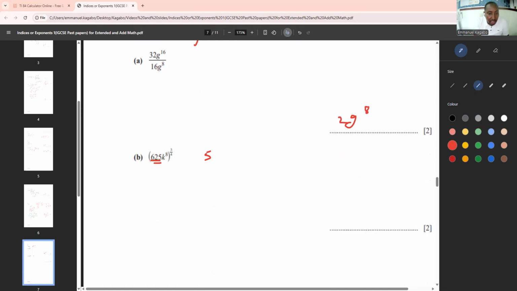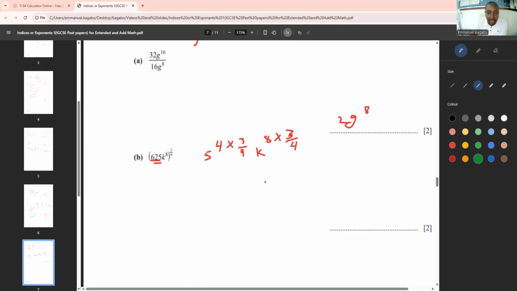Can I confirm with the calculator? 5 power 5. No, it's 5 power 4. Yeah, 5 power 4. Good. 5 power 4, then times 3 over 4, and then k power 8 times 3 over 4. All together, guys?